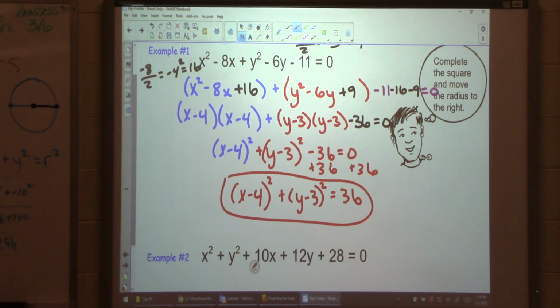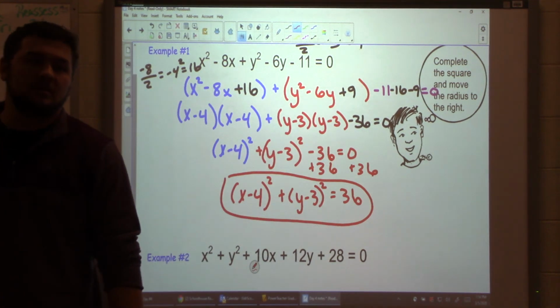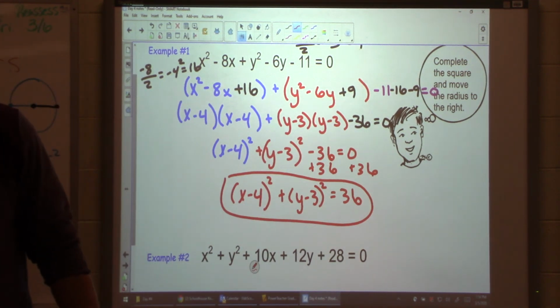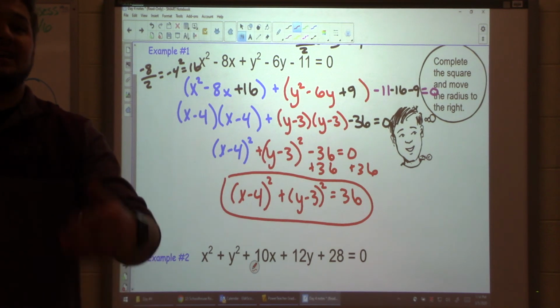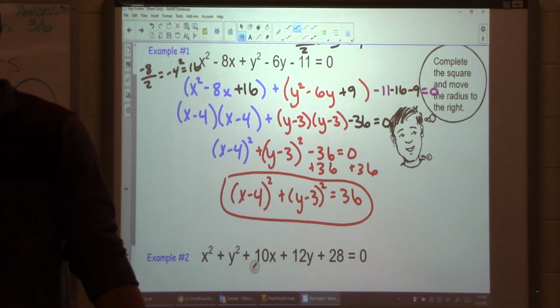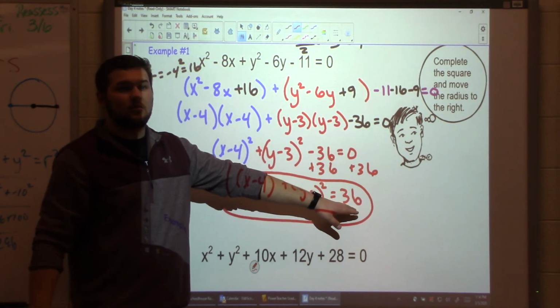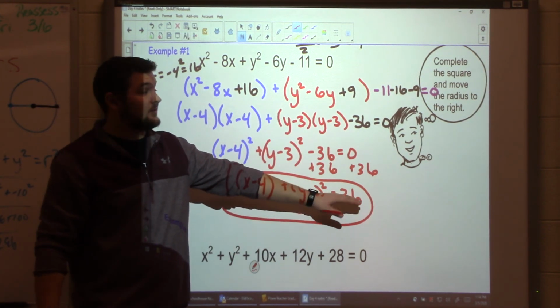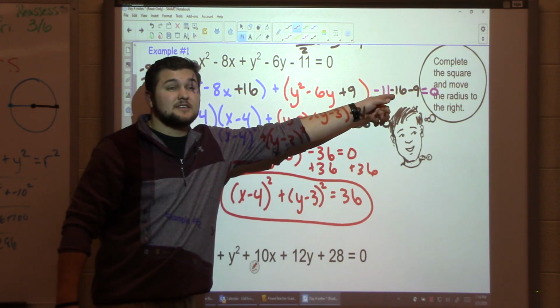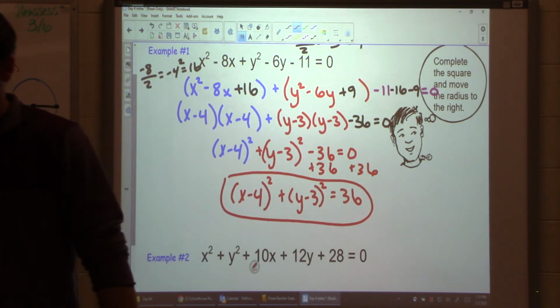Hey, should it ever equal a negative number when I'm in standard form? Why not? Radiuses can't be negative. A radius can't be negative, right? And if I square a number, it should never be negative as well. So if it's a radius squared, it should always be positive. So if you get a negative over here, go back, make sure you did all right. What I would guess is maybe you added outside instead of subtracted. So if you ever get a negative, go double check that.